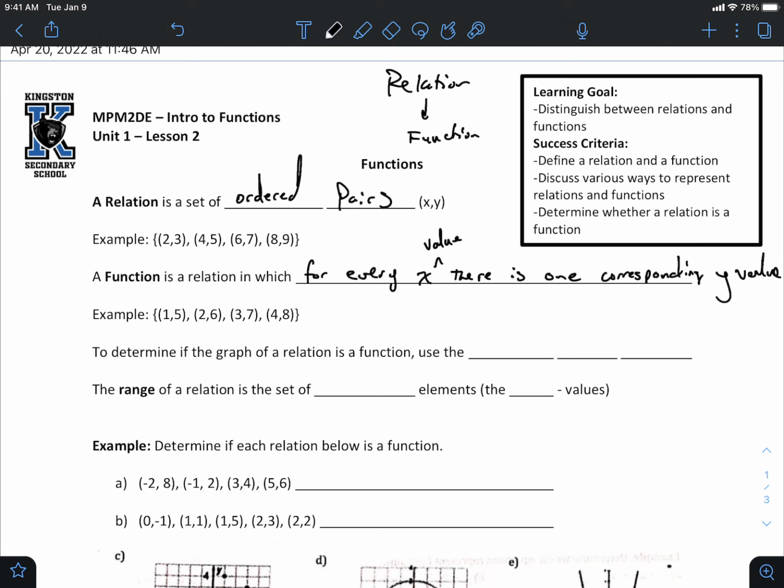Okay, I don't think there's a great distinction between a relation and function in terms of the examples that they've provided here, because this statement is true for both of them. But you will see, as we go through the lesson here, examples where that's not the case. Okay?